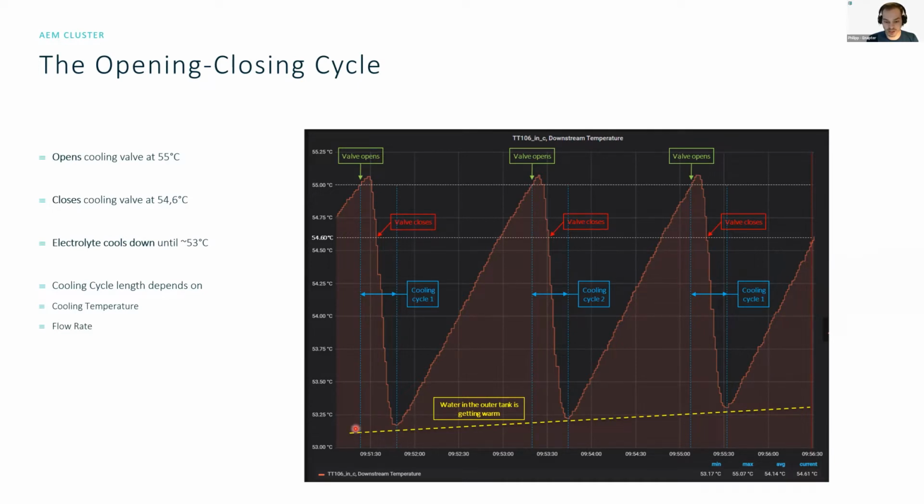What we can also see in the yellow line is that we have a small increase. This is due to the cooling cycle in this specific experiment being a little bit too small. So please be aware that when you are building up your cooling cycle, you dimension it properly so that the electrolyzer is also able to reach the 53 degrees. In general, the cooling cycle length depends on the cooling temperature, of course, but also the flow rate.